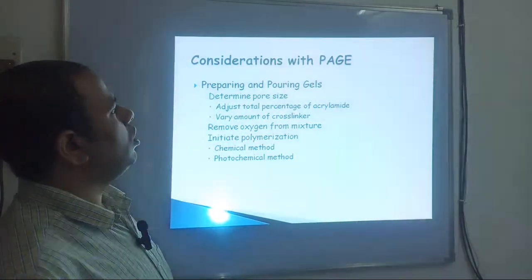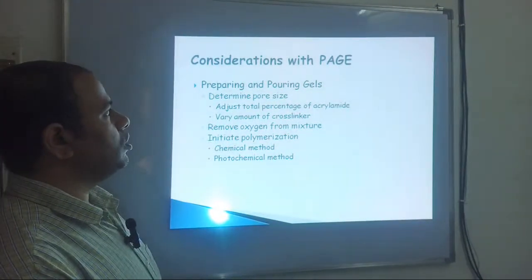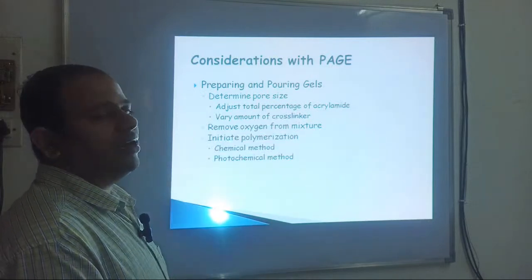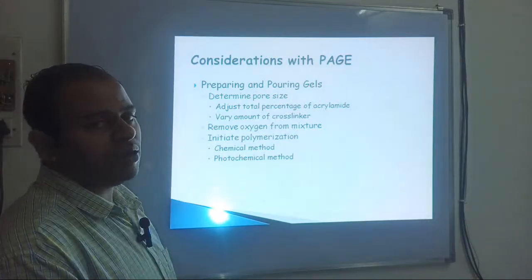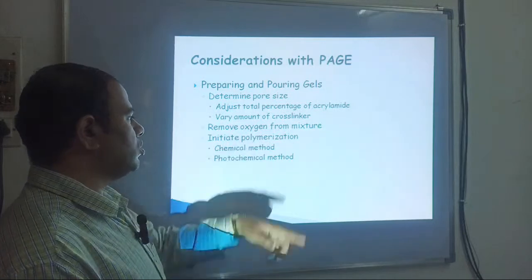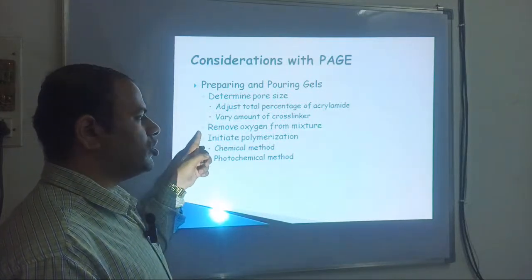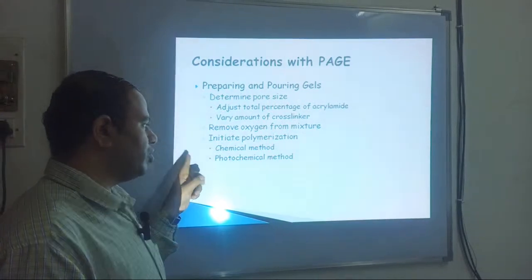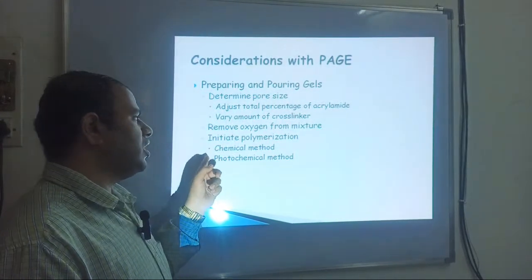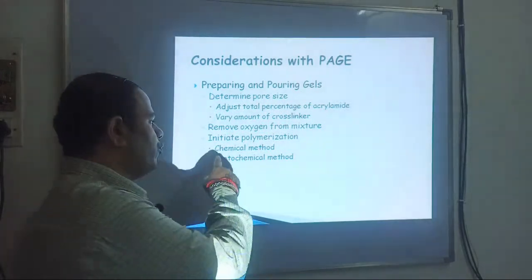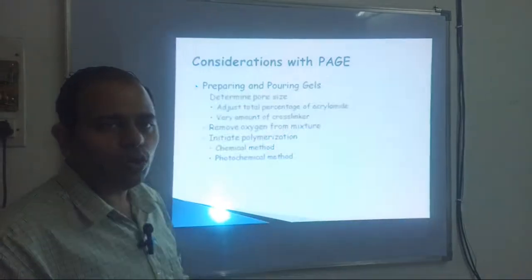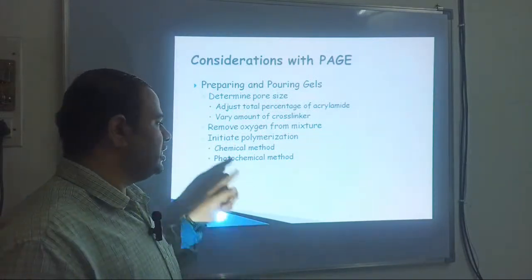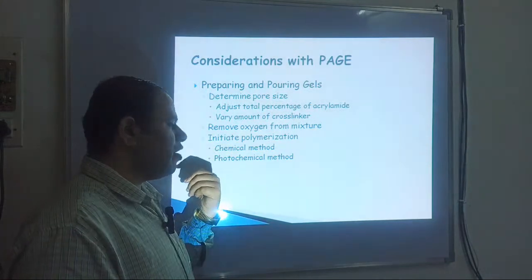While preparing the PAGE, that is polyacrylamide gel electrophoresis, the total percentage of acrylamide and bisacrylamide is very important, which forms the cross linking. And the presence of oxygen should be removed from the mixture because it will hamper the gel formation process. There are two ways in which the polyacrylamide gel can be formed. First is the chemical method, the method that I told you just now, by the addition of persulfate radical and TEMED. It can also be done by photochemical method.